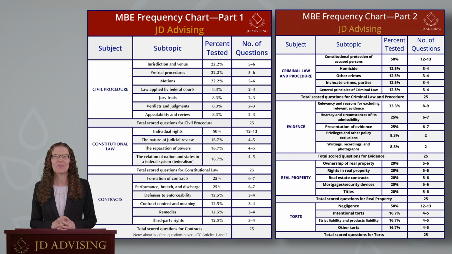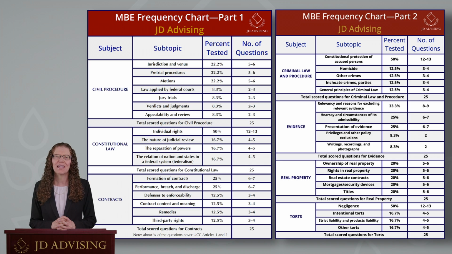For example, there will be 25 scored questions on civil procedure, 25 scored questions on constitutional law, and 25 scored questions on each of the subjects of contracts, criminal law and procedure, evidence, real property, and torts. This means that no MBE subject is worth more points than any other MBE subject because they are all going to have the same number of questions.